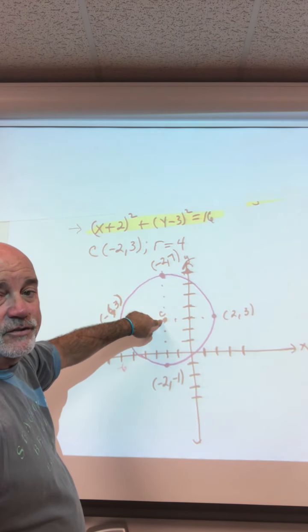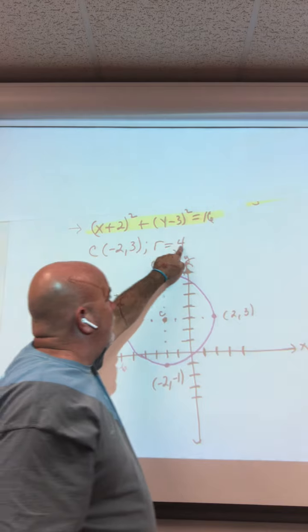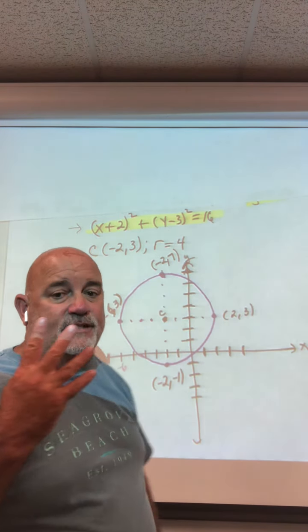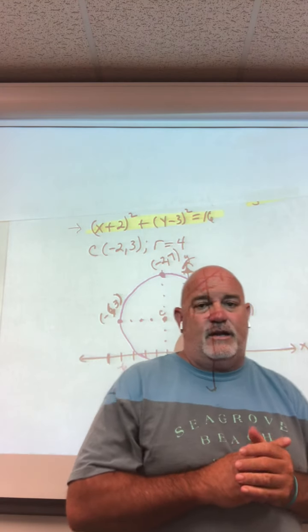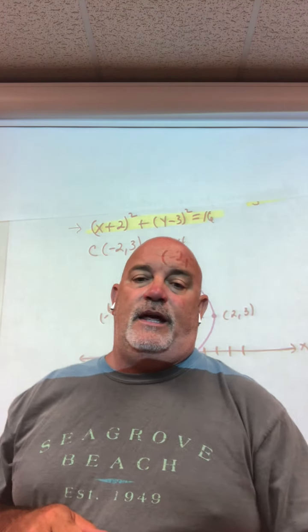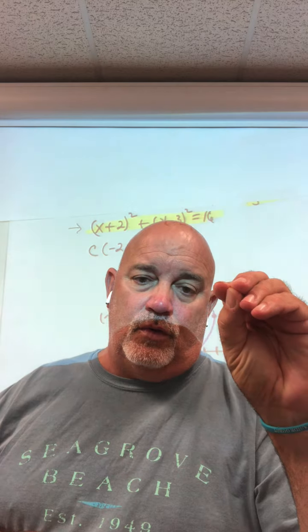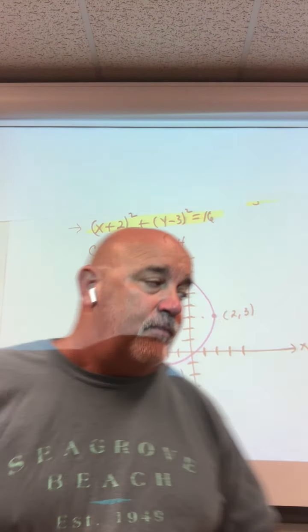Once you plot the center, you look at what the radius is. The radius in this case is 4. Now, what does radius mean? Radius is how far it is from the center of the circle to the edge of the circle.